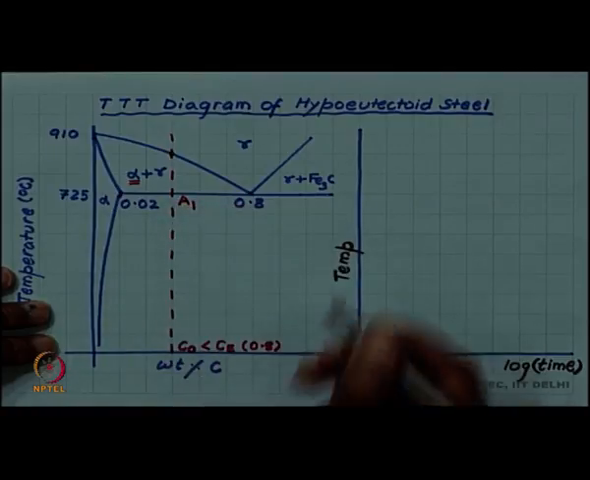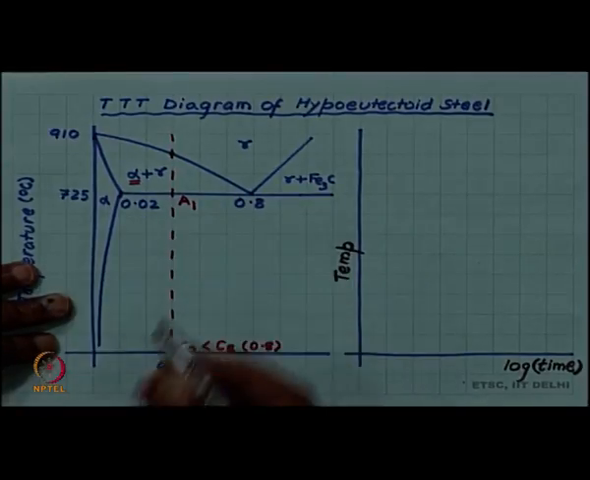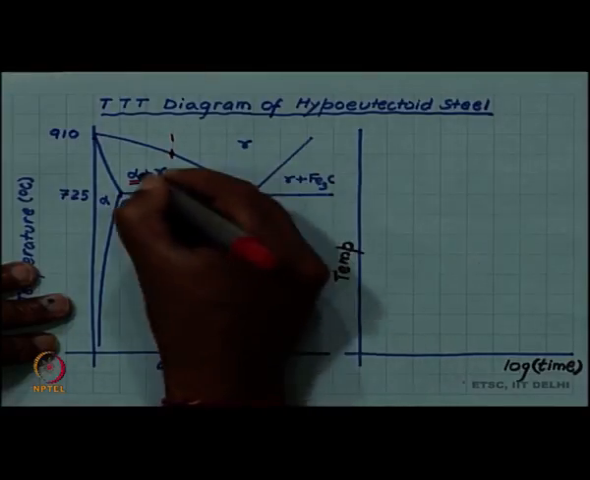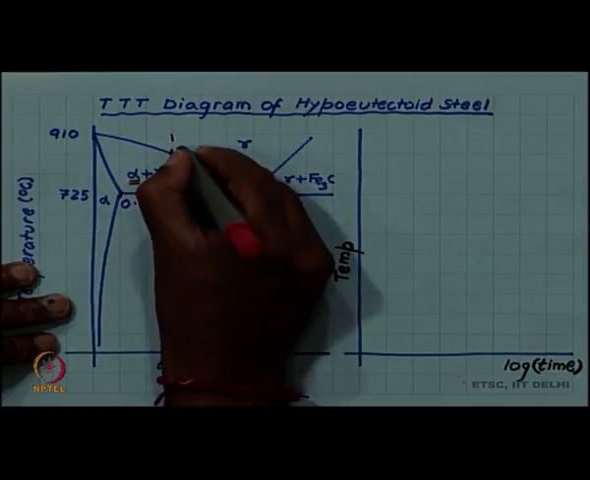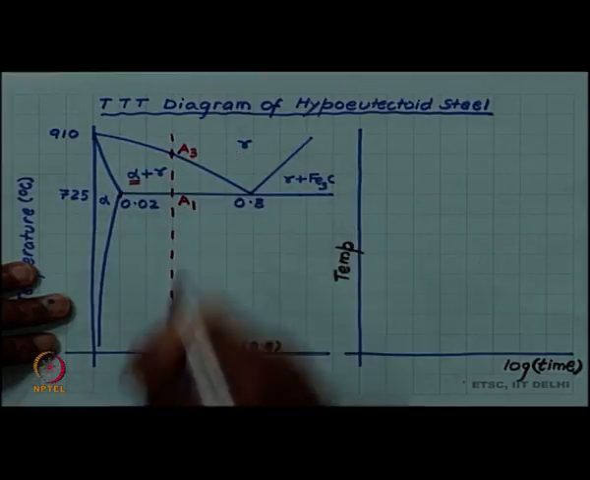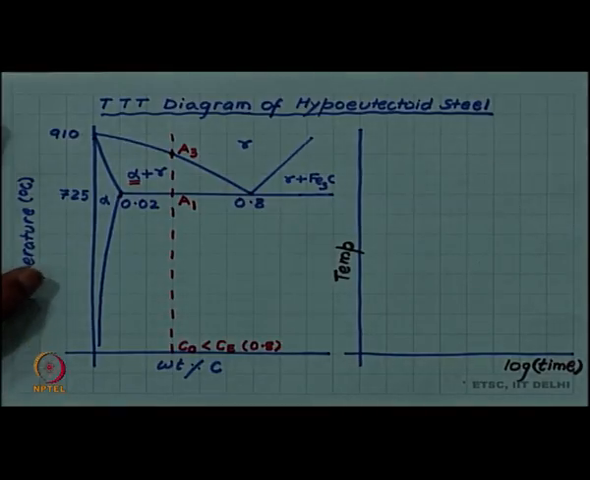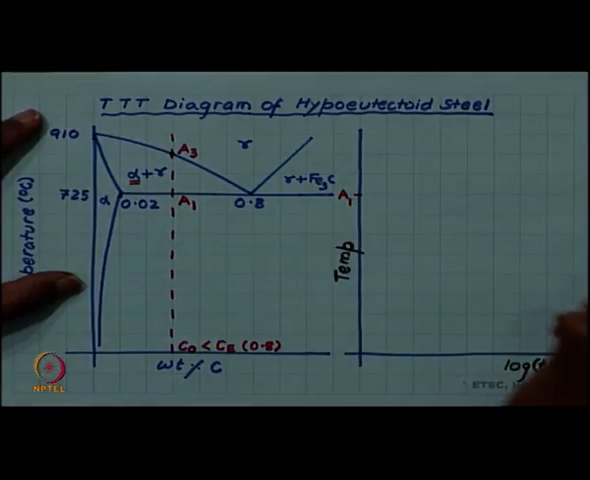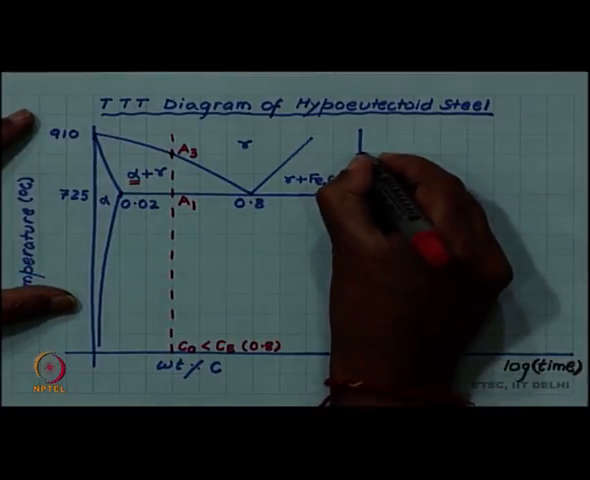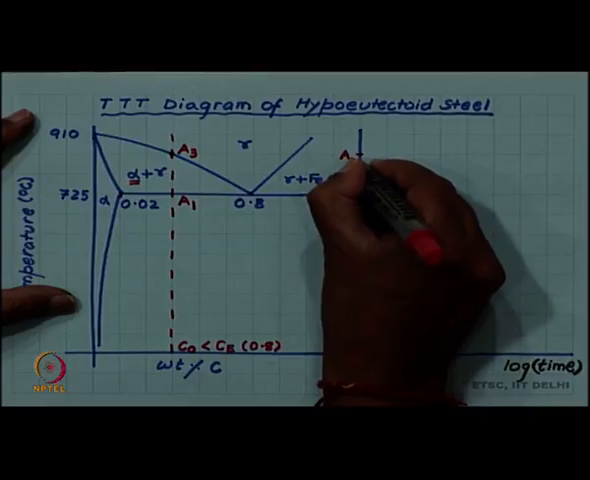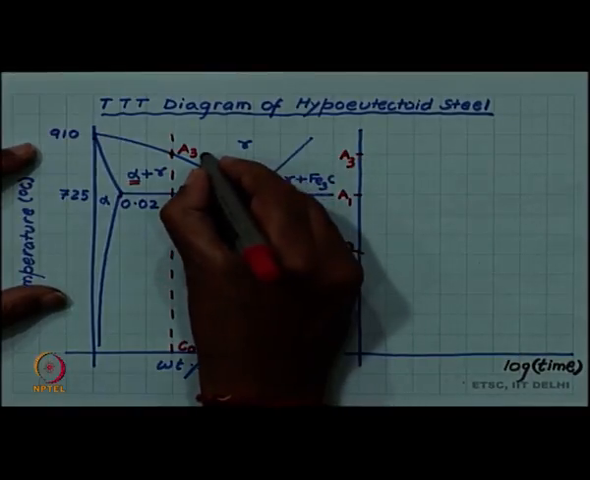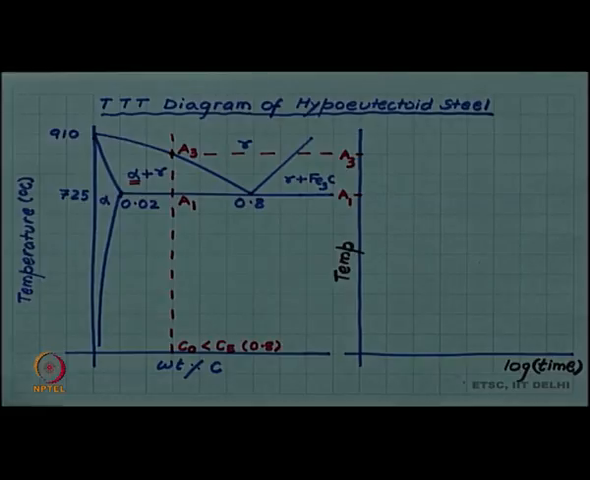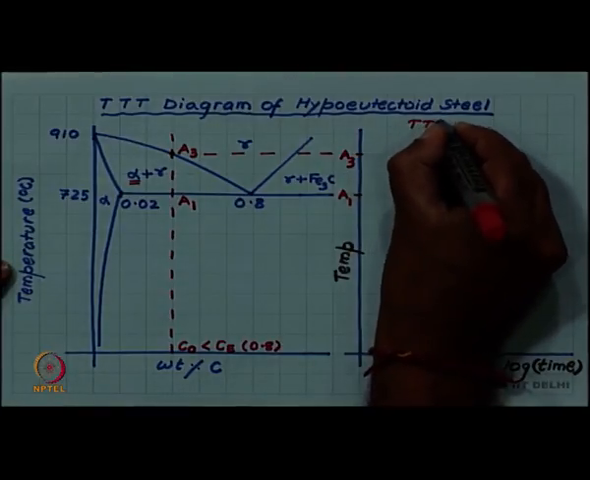Conventional labeling A1 is also used for this temperature, and similarly where the composition vertical hits this gamma to alpha plus gamma boundary, that boundary temperature is known as A3. So, now you can see that there are two critical temperatures A1 and A3 for this alloy. This will reflect in the TTT diagram also. On the right I am going to draw the TTT diagram, and I am now transferring these temperatures onto the TTT diagram.